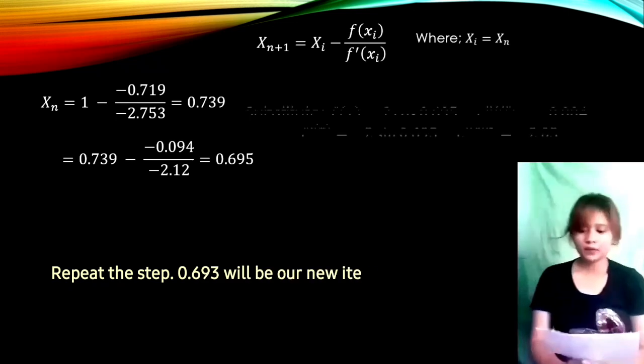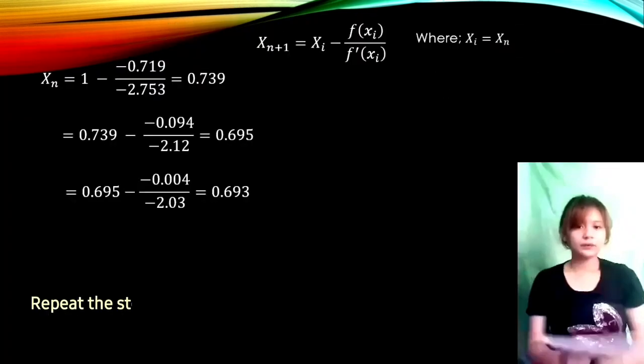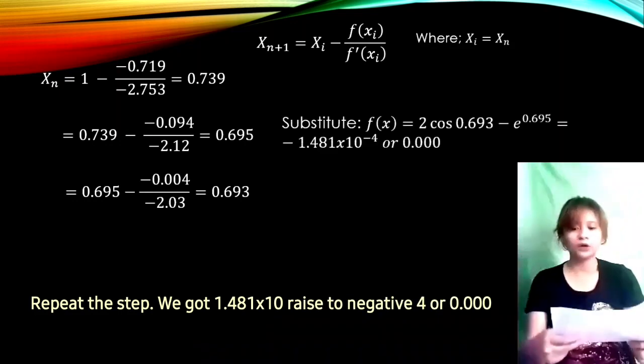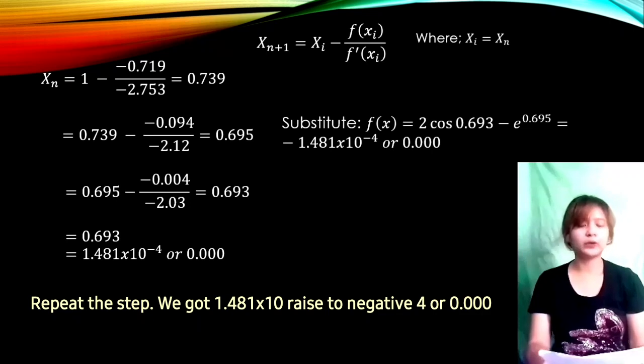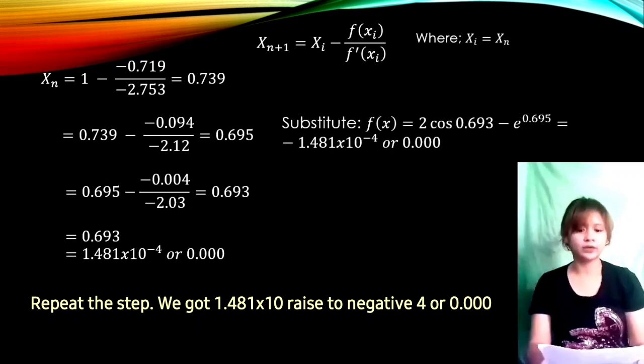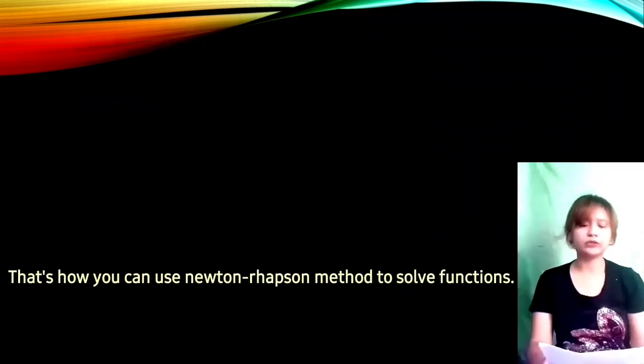Repeat the step. 0.693 will be our new iteration. Repeat the step. We got 1.481 times 10 raised to negative 4, or 0.000. In this case, we could say that this is approximately 0. That's how you can use the Newton-Raphson method to solve a function.